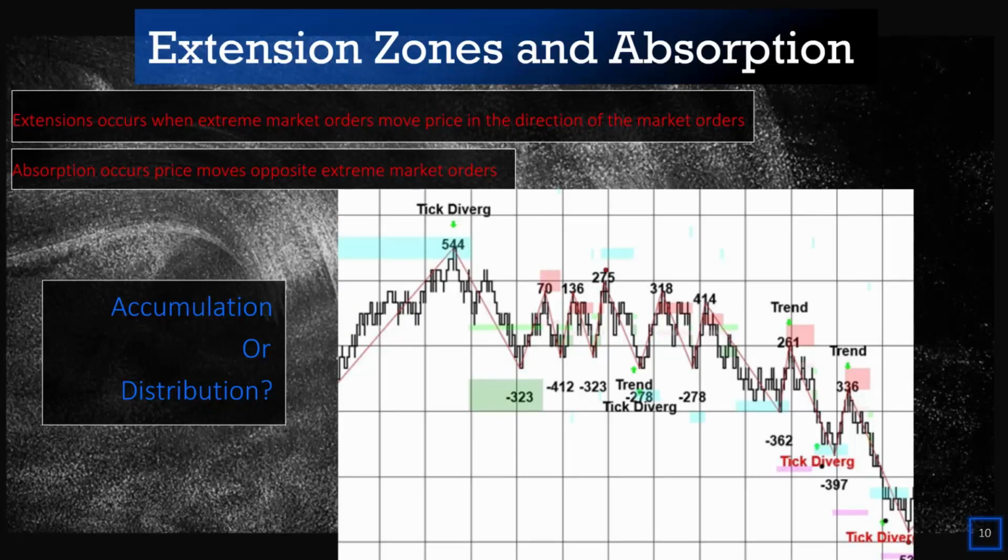One of the other things that I do is I create extension and absorption zones. Extensions occur when extreme market orders move price in the direction of those market orders. And absorption, like we just saw in the previous slide, occurs when price moves opposite of those extreme market orders.